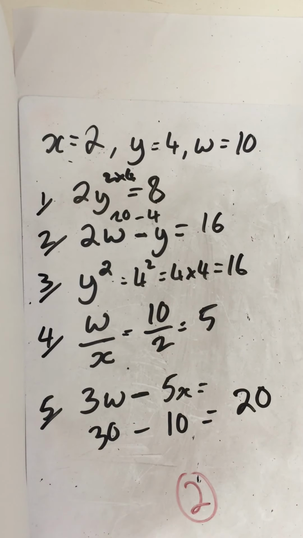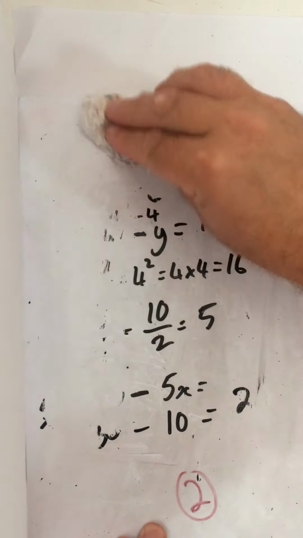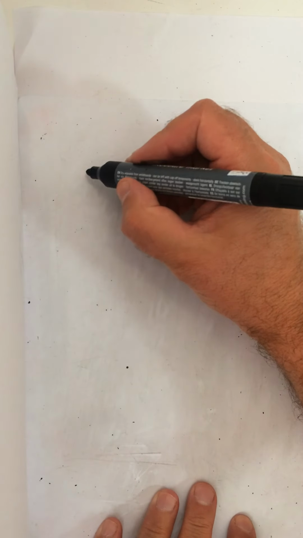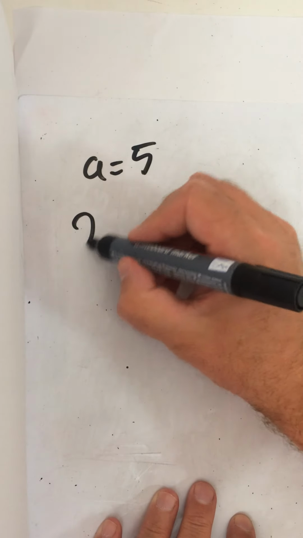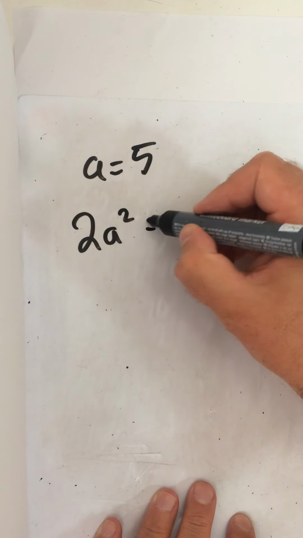Right, just before I send you off to have a go at the work yourselves, hopefully that's okay. If you need to just look back over it, please look back over it. But substitution, I quite like substitution. Let's have a look at a question that could be a little bit harder. So say, for example, a is equal to 5. What would 2a squared be?